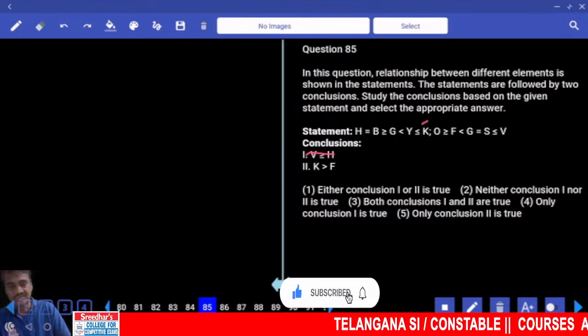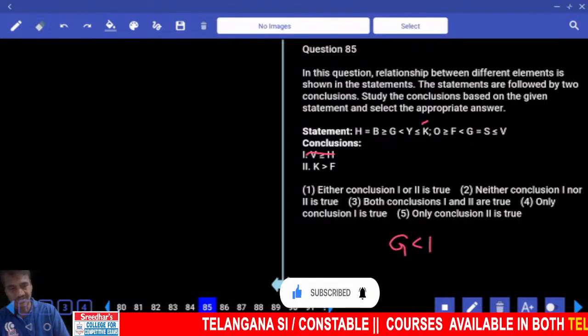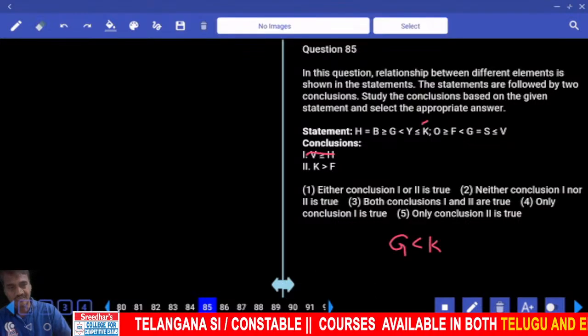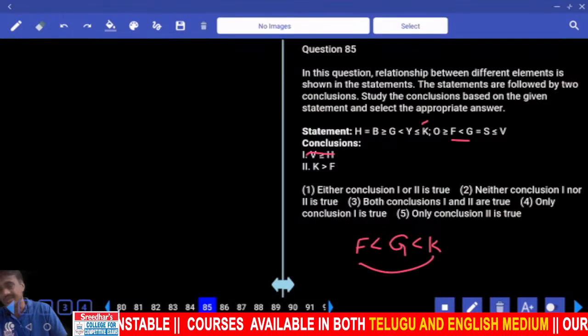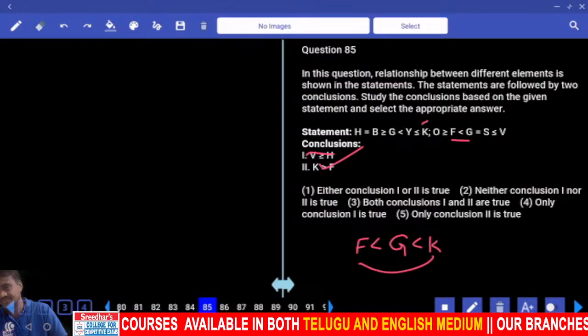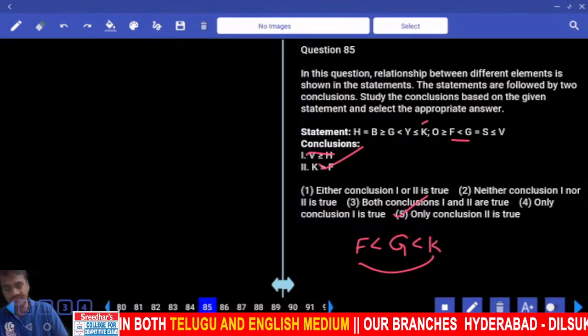K is here, F is here. Which element is common? G is common. G to K, G lesser than K. The next one, G to F, F lesser than G. F lesser than G lesser than K. F lesser than K, K greater than F. Then what is your answer? Only 2. Only 2, choice 5, question number 85.